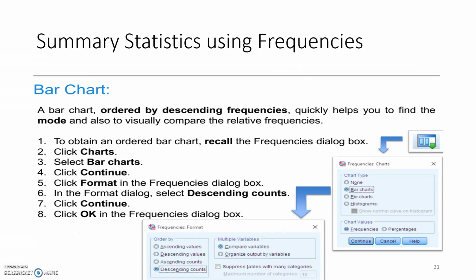Now looking at the bar chart, a bar chart can be ordered by descending or ascending frequency. So quickly we are going to find the mode, and also to visualize and compare the relative frequencies. To do this, we'll follow the same steps. Then we'll select the charts, we'll go to bar, we'll continue, then we'll go to the format box. In the formatting box we select descending counts, then we click continue, then OK.